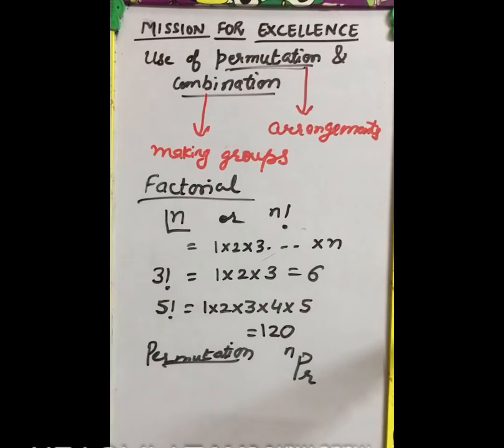The notation for permutation is nPr, where n denotes the total number of objects, and r is the number of objects taken for arrangements. What does it mean? Suppose you have 3 objects, 3 colors, and you have to make a flag.